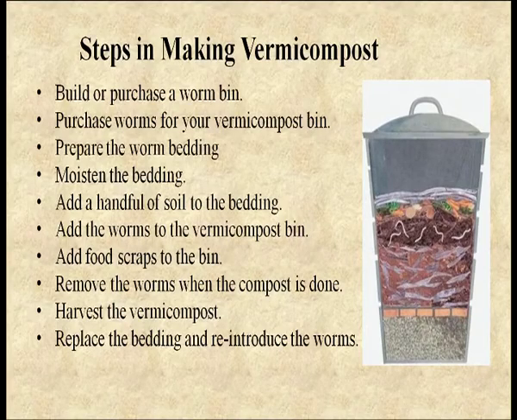Now come to the steps in making vermicompost. Build or purchase your vermicompost bin. Prepare the worm bedding, moisten the bedding, add a handful of soil to the bedding, add the worms to the vermicompost bin, add food scraps to the bin, remove the worms when the compost is done, harvest the vermicompost, replace the bedding and reintroduce the worms.